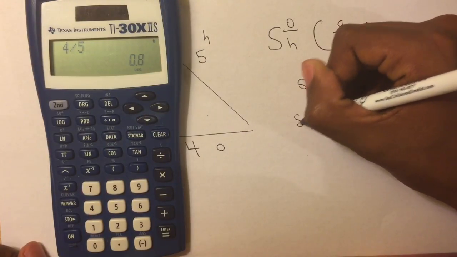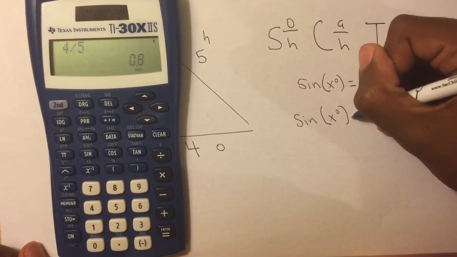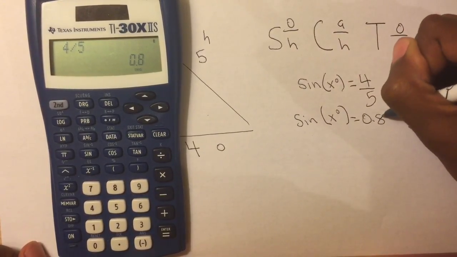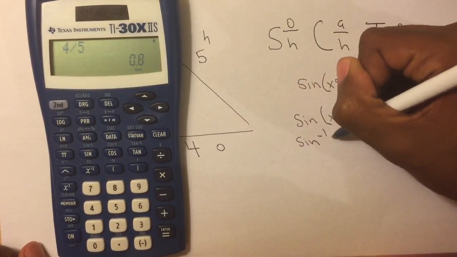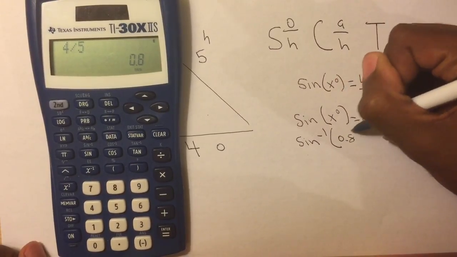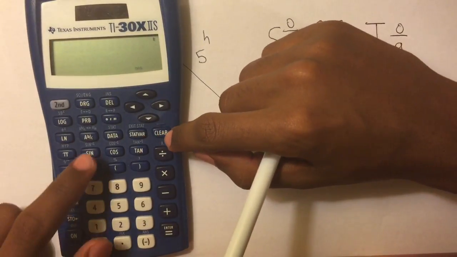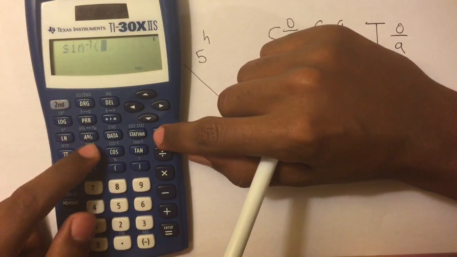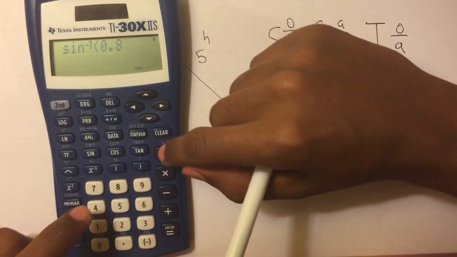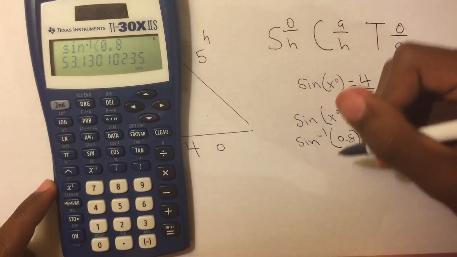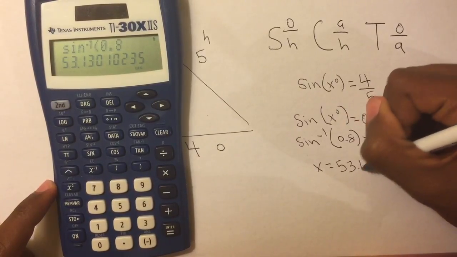So you'd write sine of x equals 0.8. So then you do sin inverse of 0.8 equals x. So the inverse button on this kind of calculator, you would do second, then sin, and then type in whatever number, which for us is 0.8. And that's the answer, 53.13.